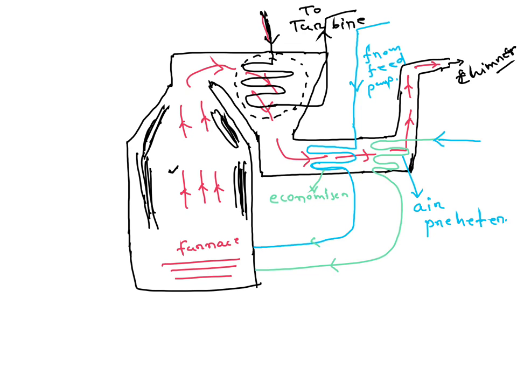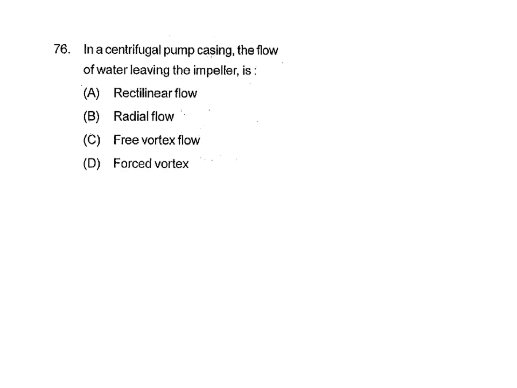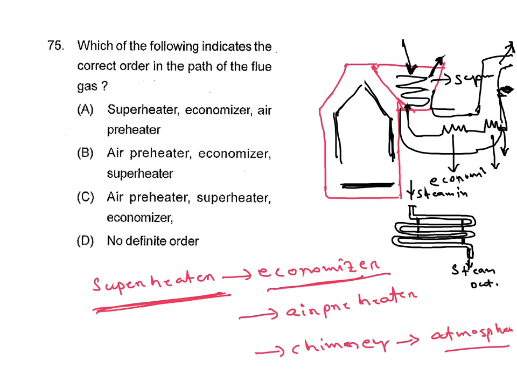In this question they asked for the correct order: superheater, economizer, then air preheater. A is our answer. One more thing is important here.